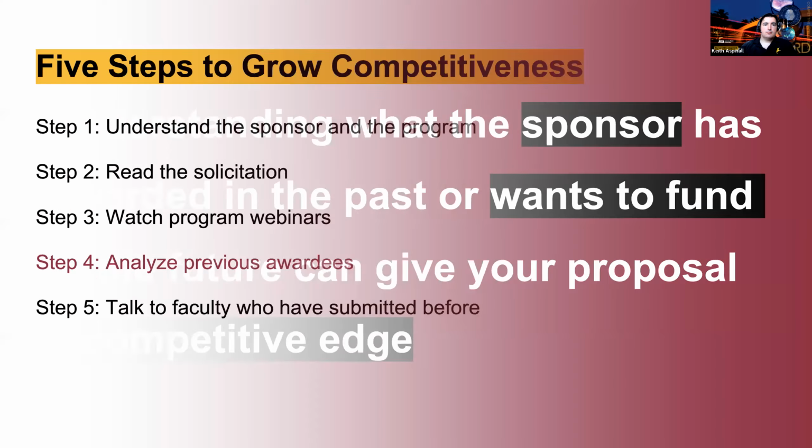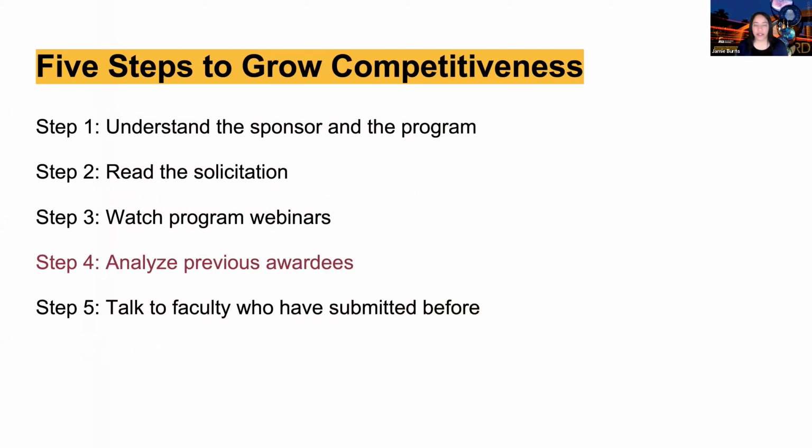And so we have a 5-step method for growing competitiveness. And this is what we tell our faculty. If they go through these 5 steps, they will be more competitive. And so the first is understanding the sponsor and the program. The second is reading the solicitation. The third is watching program webinars.